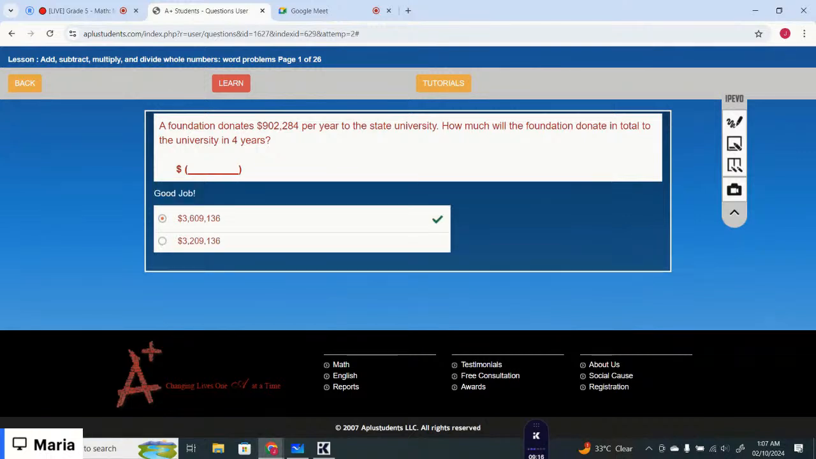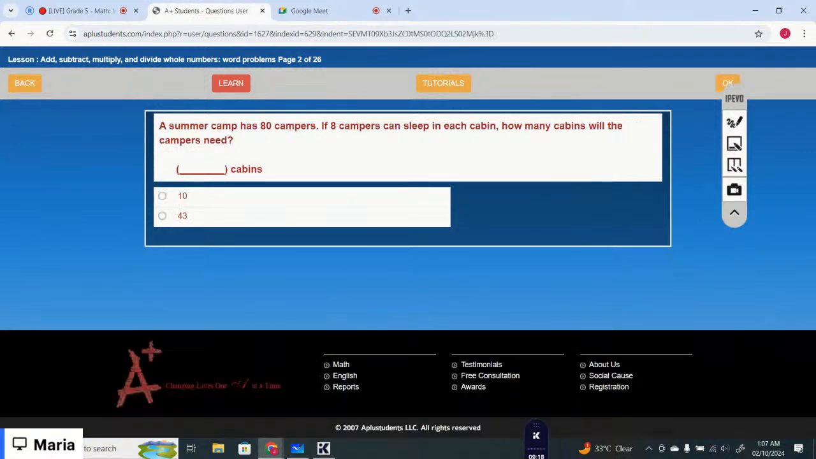Okay, the next one is: a summer camp has 80 campers. If 8 campers can sleep in each cabin, how many cabins will the campers need? Now, which operation do you have to perform? Multiply or divide? Think and then answer. So, which operation do you have to perform?